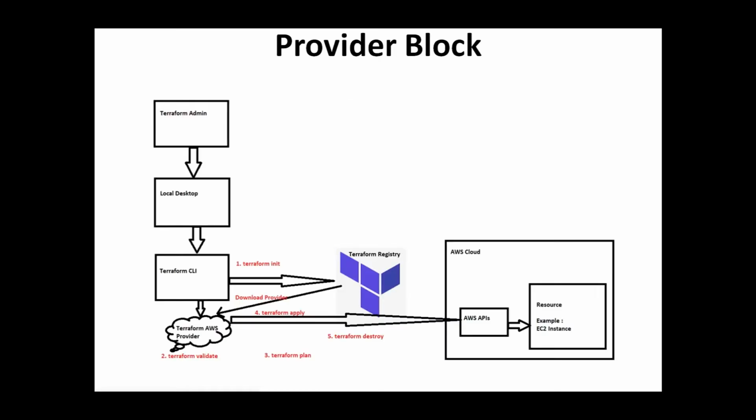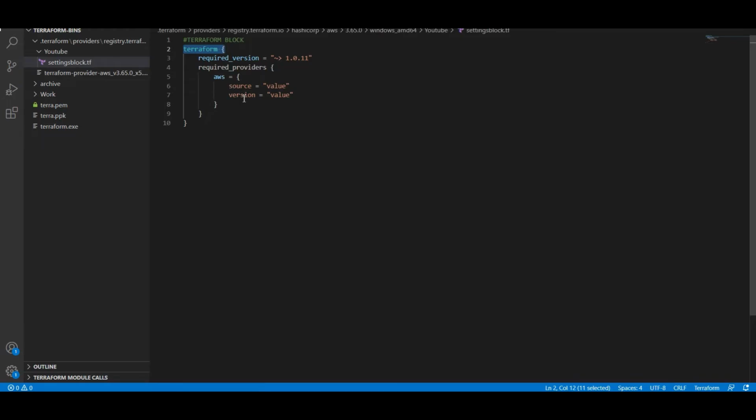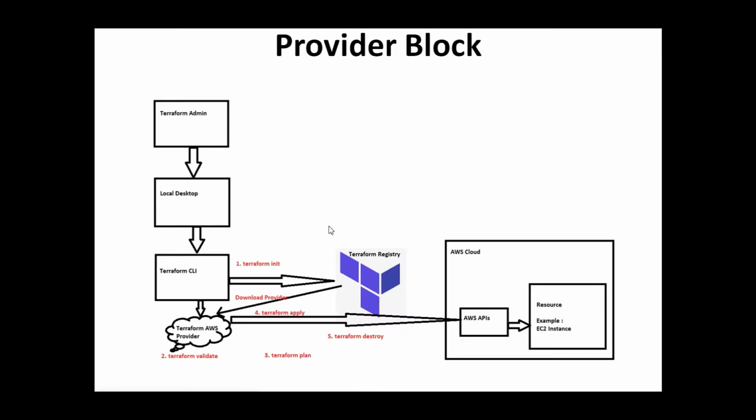So as a Terraform admin, I will first install the Terraform CLI. So this is my Terraform admin, from the local desktop. As a Terraform admin from my local desktop, I am installing the Terraform CLI. Whenever you run the Terraform init command, it will go ahead and download the respective provider, whatever you have defined, the source and the version. So as I showed in my example, the source and the version, from this Terraform registry to your local desktop, it will be downloading the respective provider.